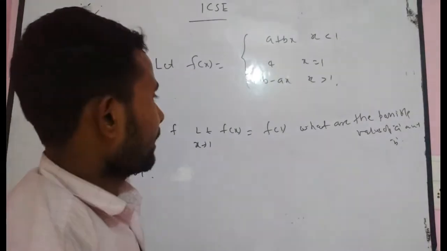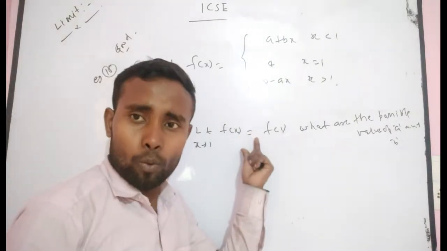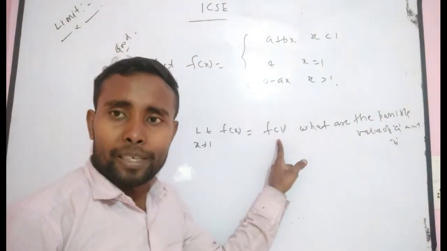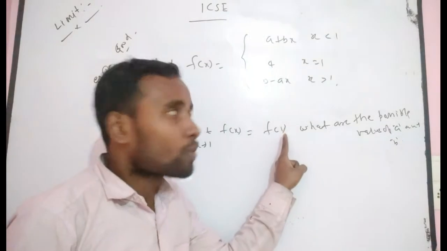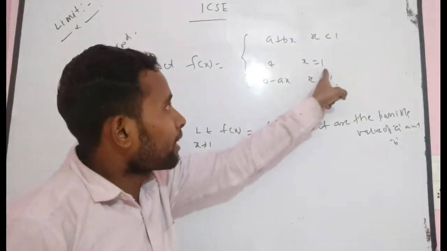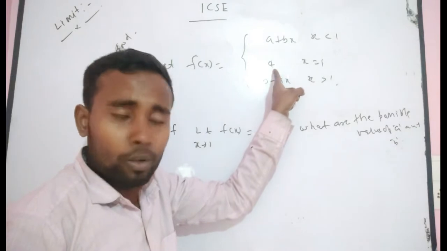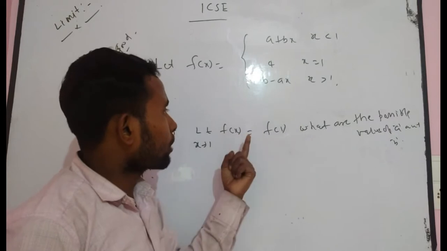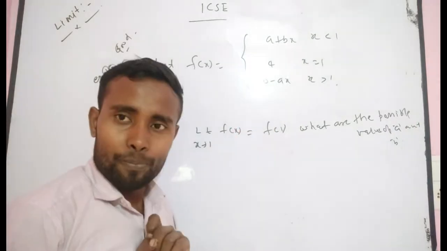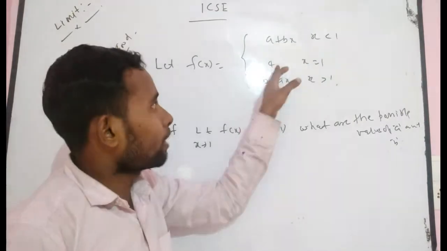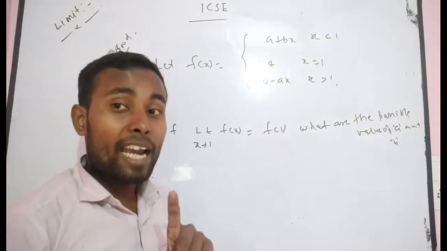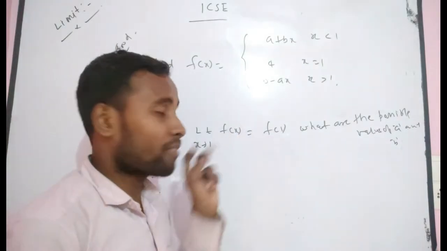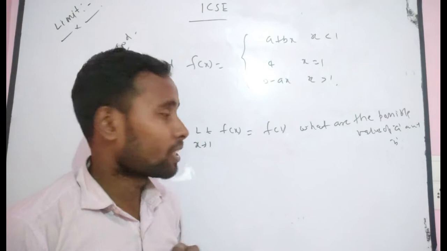In this problem, it says limit x tends to 1 of f(x) is equal to f(1). That means at x equal to 1, what is the value of f(x)? At x equal to 1, f(x) is equal to 4. Now you have to find a and b. There are 3 parts, and as you know this is constant, so you have to find the values of a and b. Definitely there must exist at least 2 equations, then you can find a and b, or else it becomes more complicated for you.